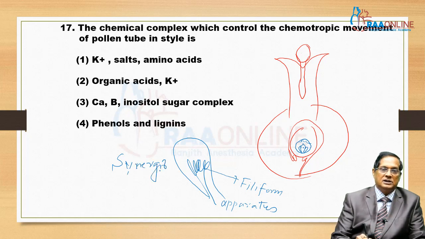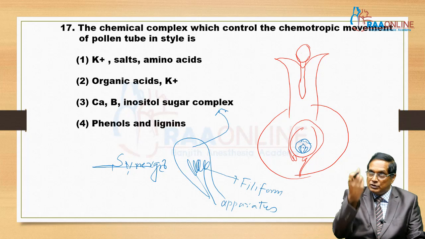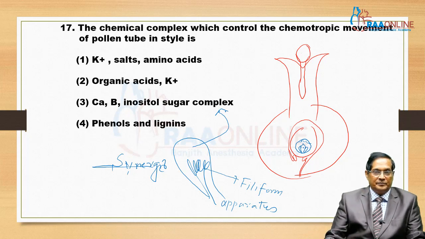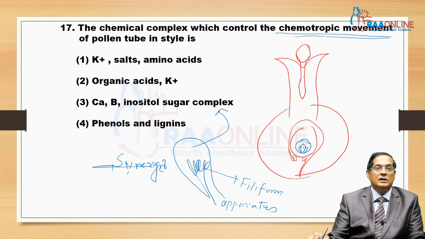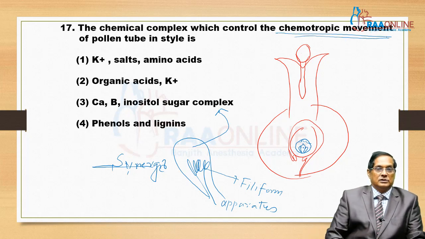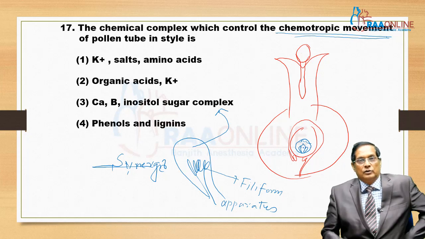This structure releases chemicals, and these are the calcium, boron, inositol complex. They stimulate the growth of the pollen tube. They are responsible for the growth of the pollen tube. That's why the growth of the pollen tube is chemotropism. The pollen tube shows chemical induced movement of growth.